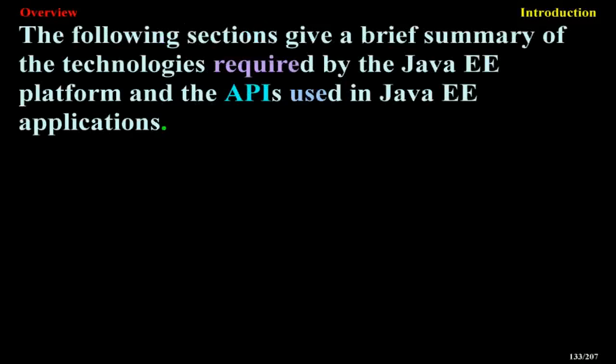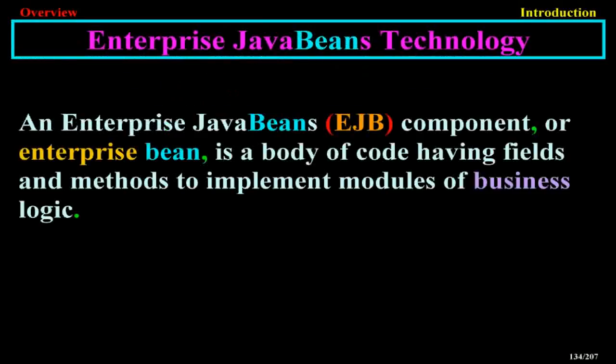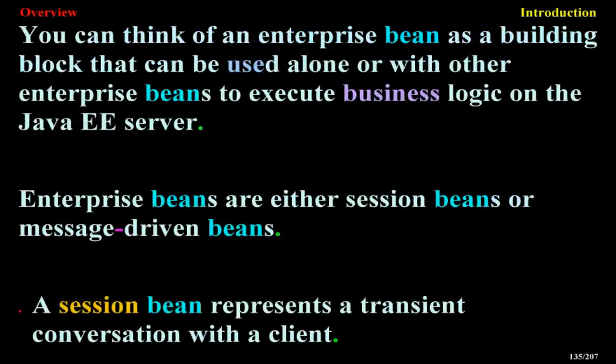The following sections give a brief summary of the technologies required by the Java EE platform and the APIs used in Java EE applications. Enterprise JavaBeans technology. An Enterprise JavaBeans (EJB) component, or Enterprise Bean, is a body of code having fields and methods to implement modules of business logic. You can think of an Enterprise Bean as a building block that can be used alone or with other Enterprise Beans to execute business logic on the Java EE server.